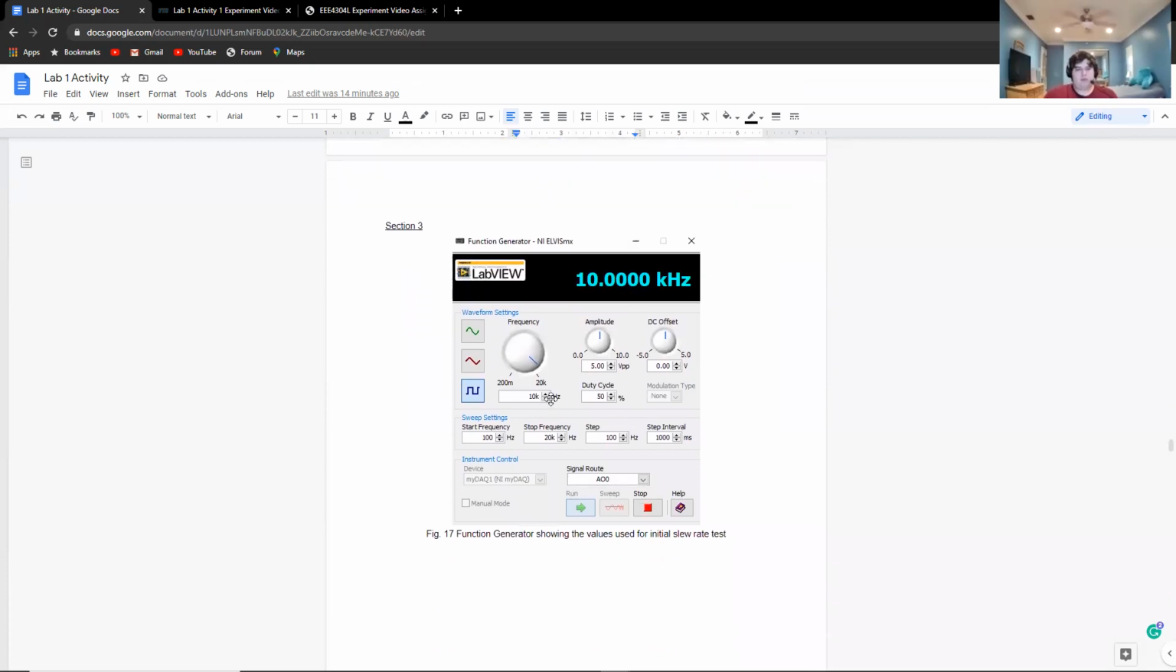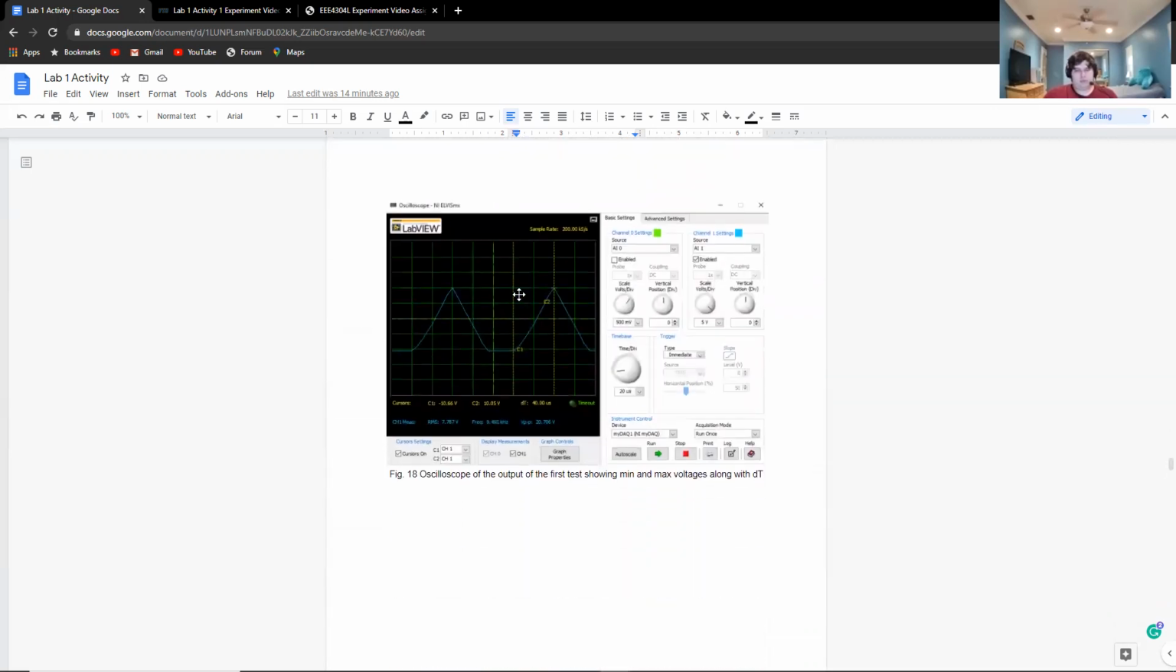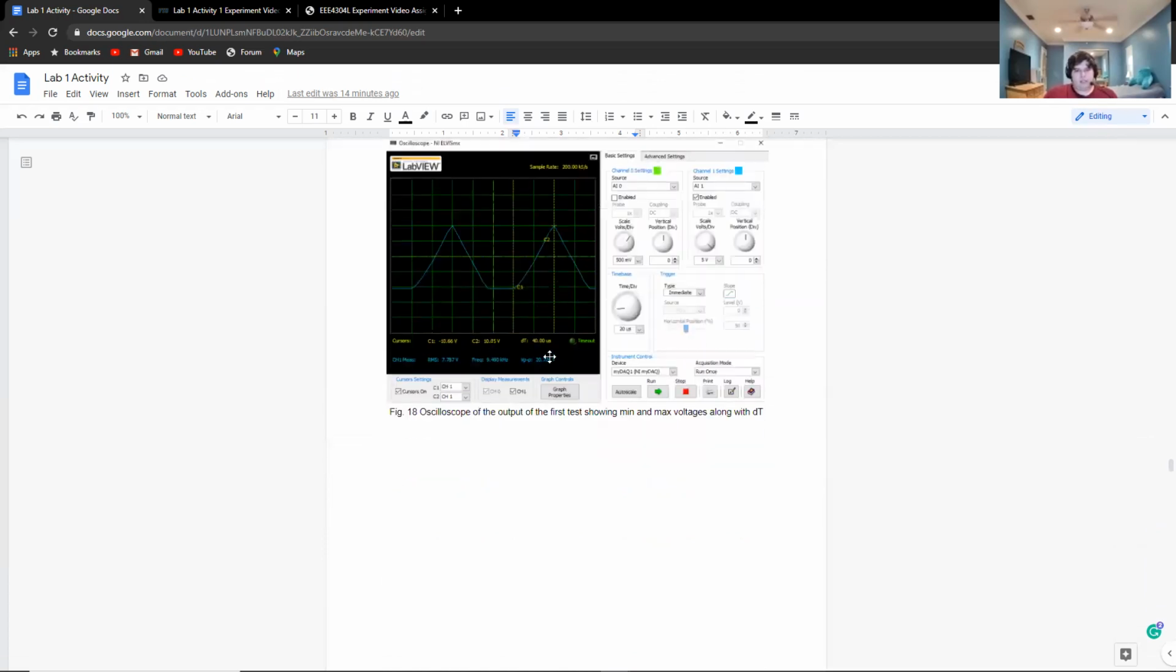So section 3, we were asked to test the slew rate and see the slew rate characteristics. This was done by giving a significant frequency of 10K hertz and a significant amplitude of 5 volts peak to peak, while also providing it as a square wave. That is shown here, where we were able to zoom in and more clearly determine the voltage minimum and maximum of the circuit, as well as the rise time of the square wave. So here we show that it's 40 microseconds.